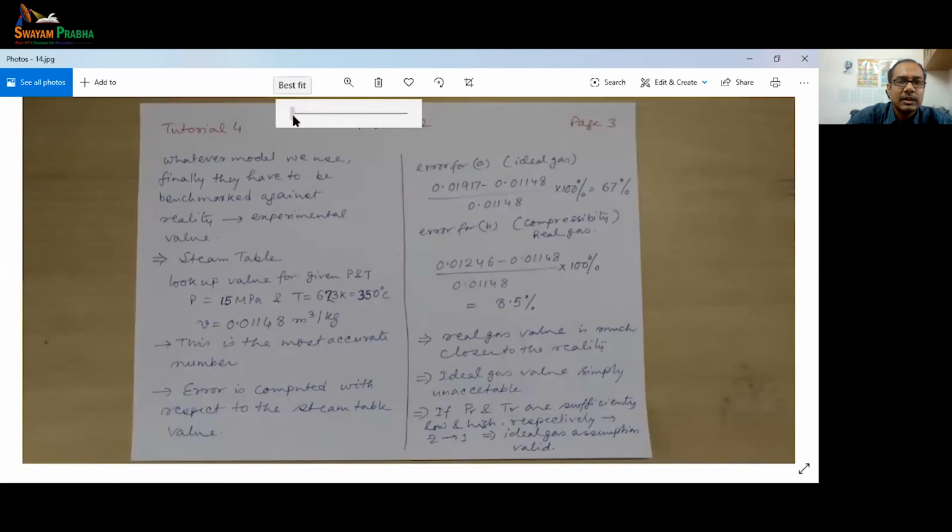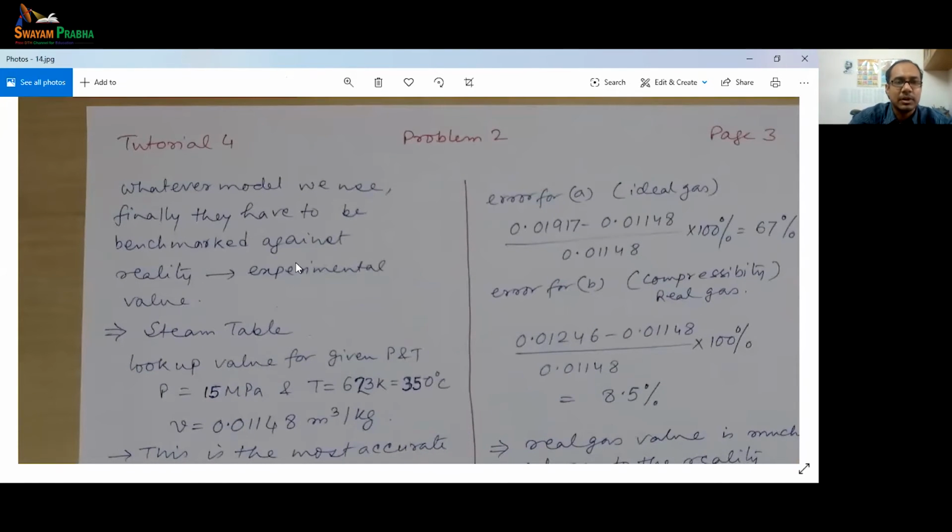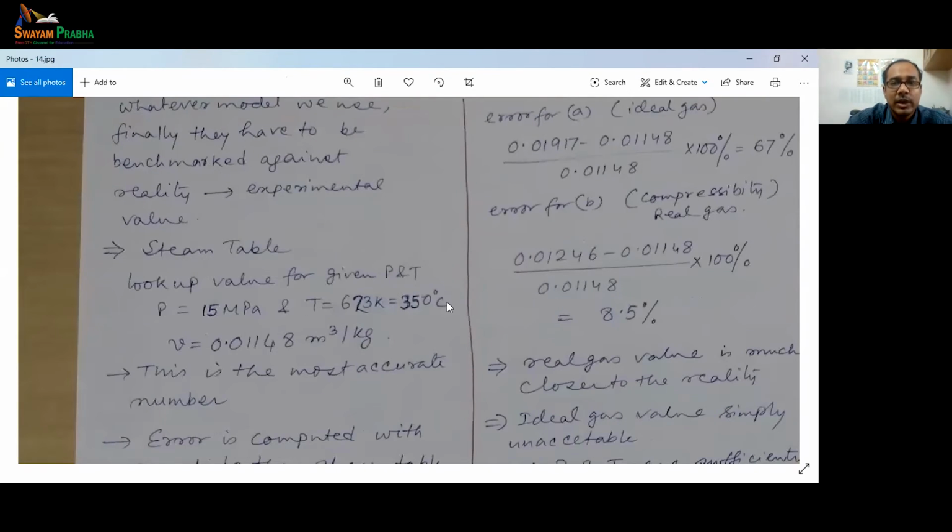What does it tell? The third portion tells us to use the steam table. Whatever model we use, the ideal gas or the real gas models, finally all of them have to be benchmarked against the reality. What is the reality? What is the experimental value? That's the reality. So experimental values are actually listed in the steam table. Whenever we are using the steam table, we can assume that that's the benchmark we are calibrating all our other values against.